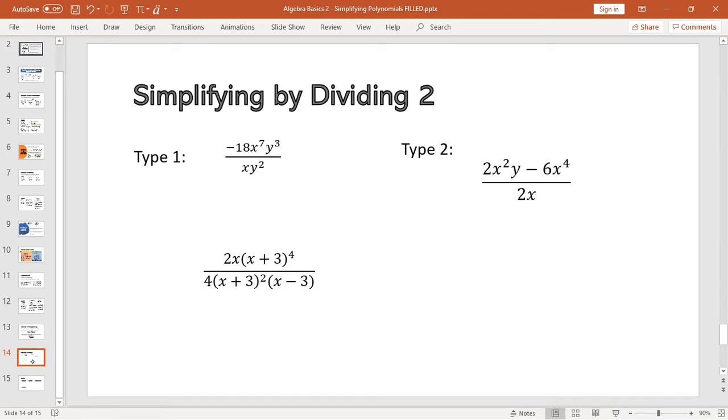Okay. So when I look at type 1 here, I'm just going to exponent law this. I have a negative 18, and I have x's on the top and the bottom, and the math for the x's, 7 minus 1. And the math for the y's, 3 minus 2, using that rule of division where you subtract the exponents if the variables or numbers are divided. And then my final answer for the first one.